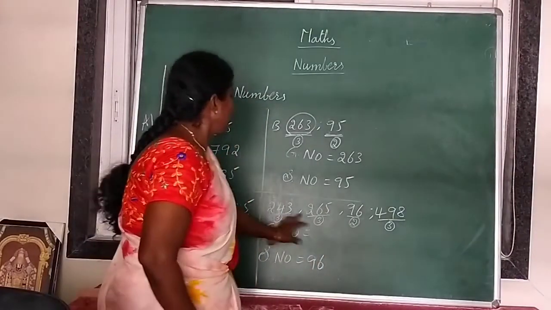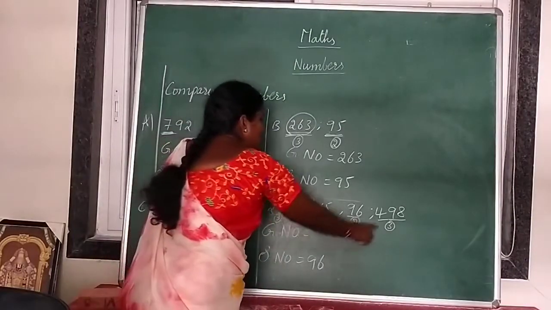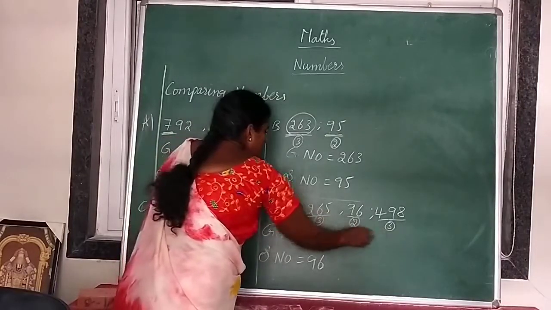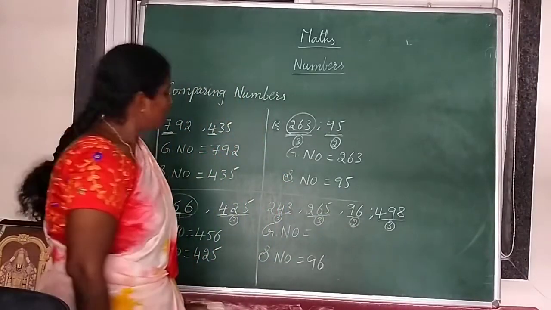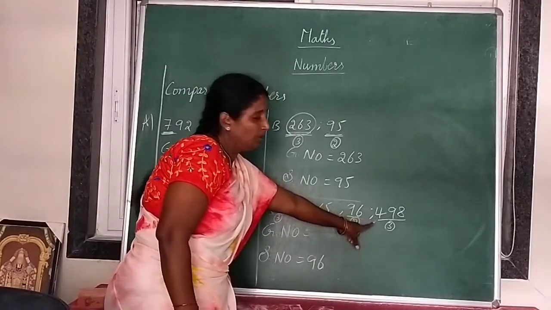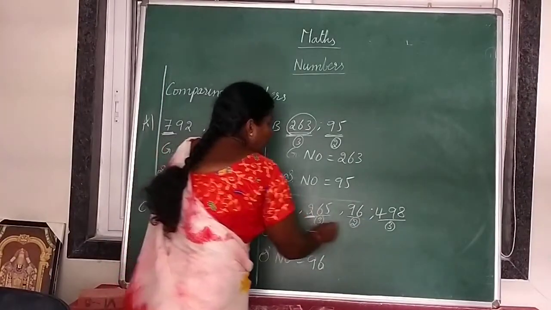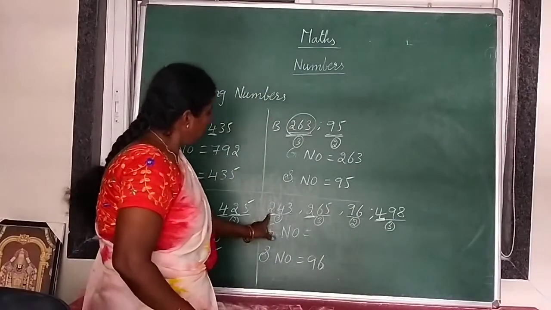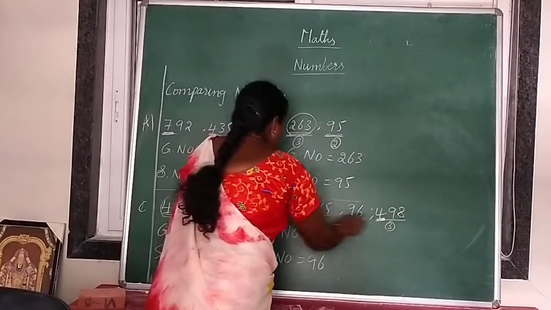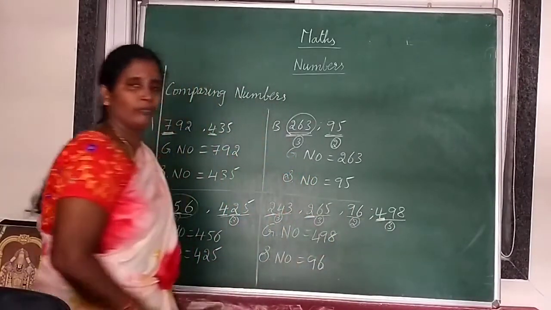Now we have to find the greatest number from these 3. Okay? So which is greatest number? Same number of digits now. So if same number of digits, we have to check the digit which is in highest place. So this is 2, 2 and 4. In 2, 2 and 4, which is greater? 4 is greater than 2. So 498 is greater than the remaining numbers.